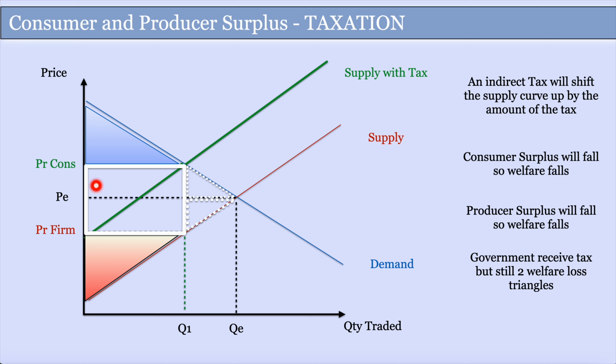In other words, although you lost this area and you lost that area there, the government have received this, and so your net loss of welfare is only that triangle there. So you can see how the surpluses and the welfare idea is important when you're analysing and evaluating taxation. So it's bad for consumers, bad for producers, good for the government, but bad overall for the welfare of the economy.